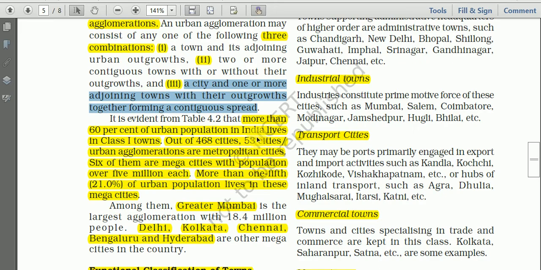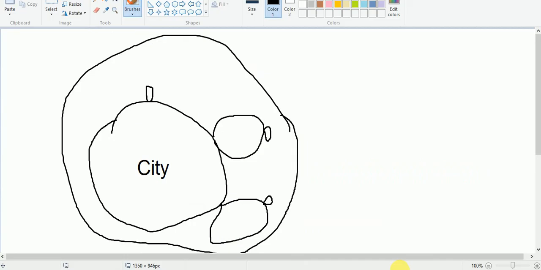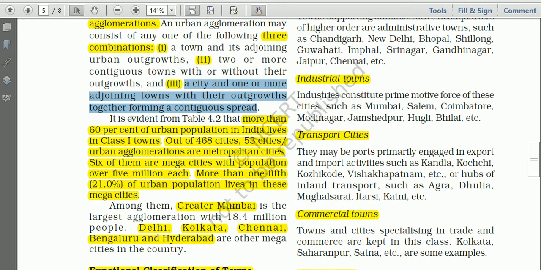So let us repeat: a city and one or more adjoining towns, contiguous towns with their outgrowth, together forming a contiguous spread. So this is the third case. City, then town, then outgrowth. All these forming a contiguous urban area is known as urban agglomeration. Then what do you mean by this outgrowth?